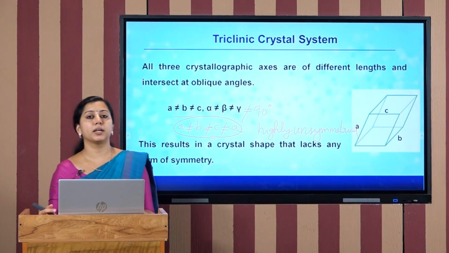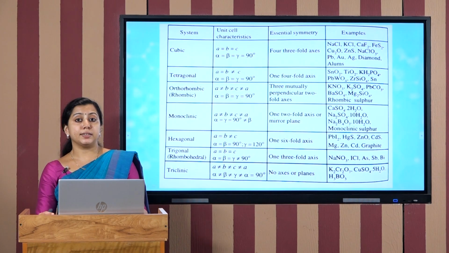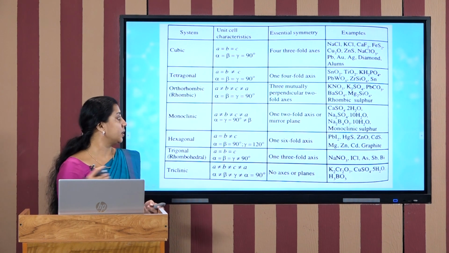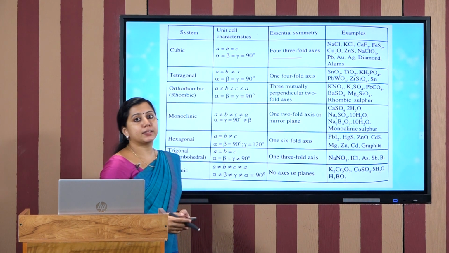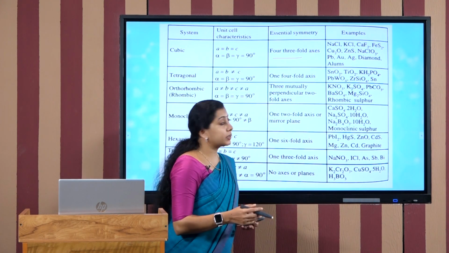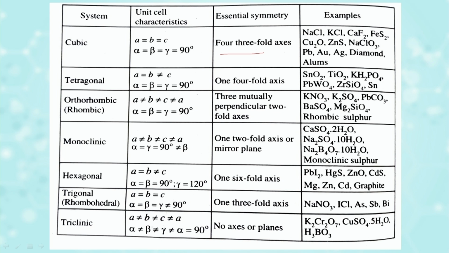Okay, so highly unsymmetrical system is a triclinic system. So, these are the 7 crystal systems. On the table, you can see the 7 crystal systems with their lattice parameters. And for the cubic system, the essential symmetry element is 4 3-fold axes. And typical examples are given here. We have the crystals of sodium chloride, potassium chloride, calcium fluoride, diamond, alums, etc. all belong to the cubic crystal system.